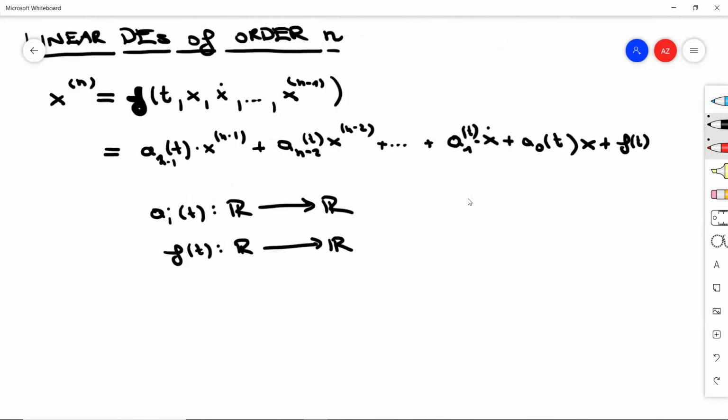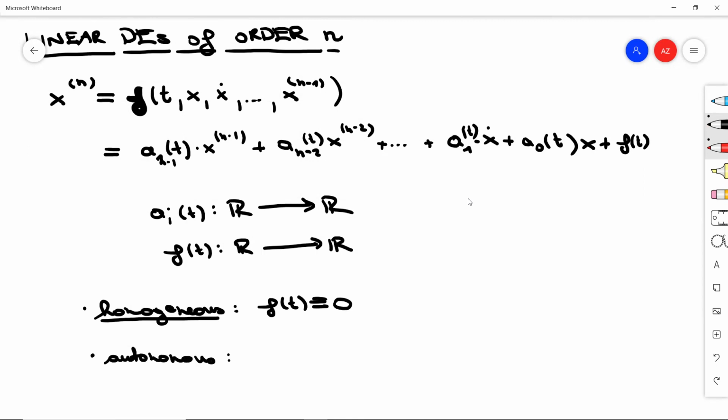As before, a differential equation is homogeneous if f of t is always equal to 0 and non-homogeneous otherwise. And this differential equation is autonomous if the coefficients are constant, if the functions a_i are constant for every t.